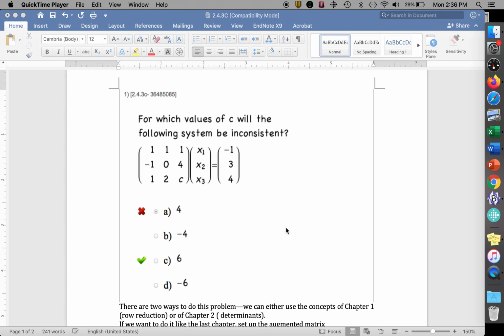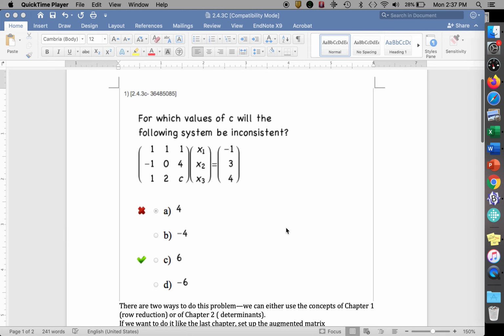2.4.3c asks, for which values of c will the following system be inconsistent? If you remember, inconsistent means there's no solution to the system. So we're looking for a value of c, and we have some choices given, for which our system will not have a solution. So there are two ways to do this problem.